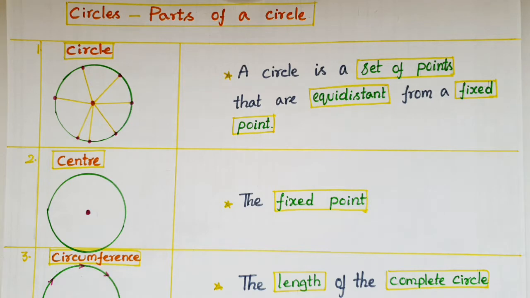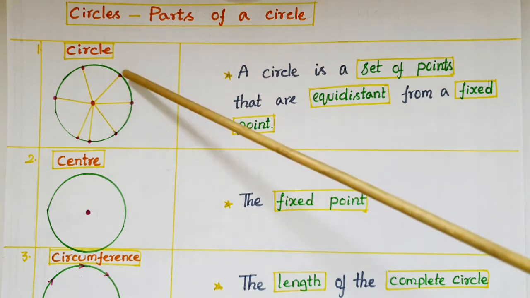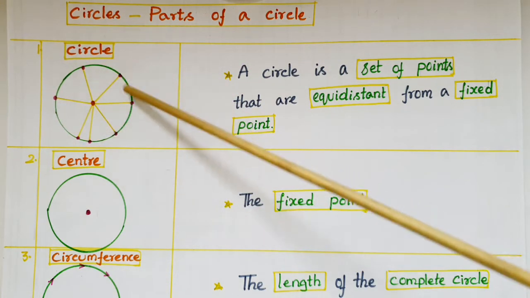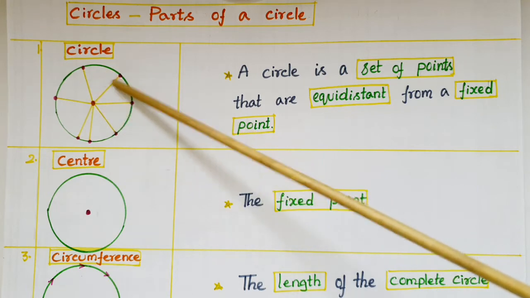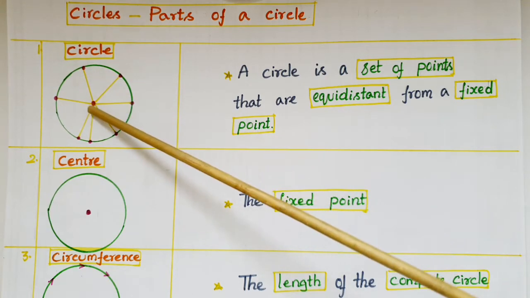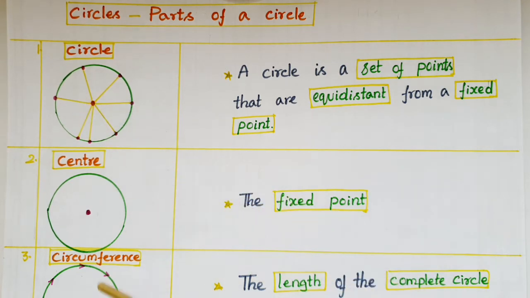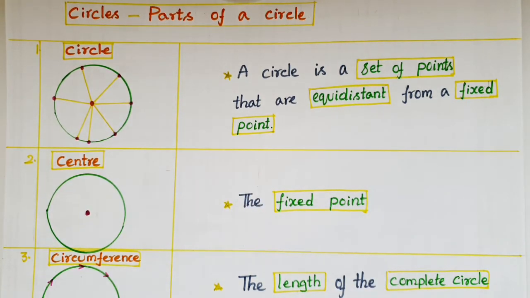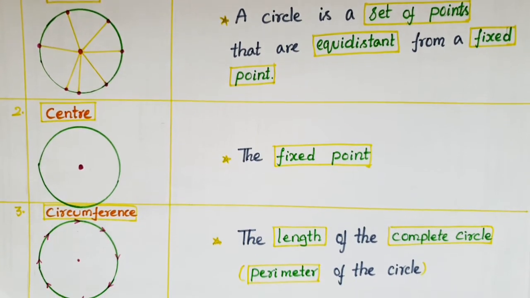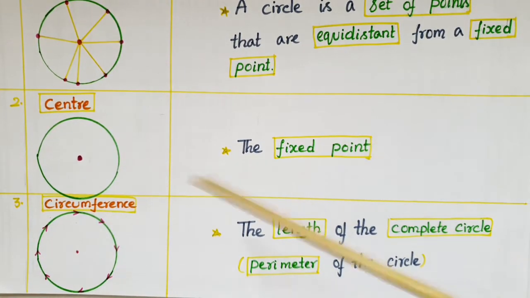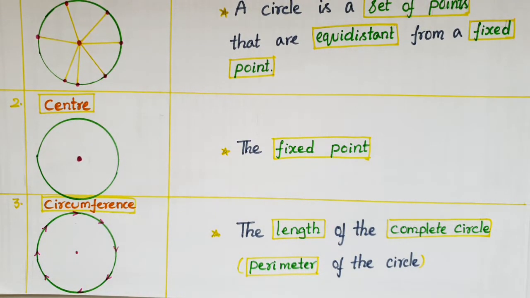We all know about circle. A circle is a set of points which are equidistant, or the same distance, from a fixed point. So here the fixed point is called the center of the circle, and the circumference of the circle is the boundary length, the complete length of the circle or perimeter of the circle.